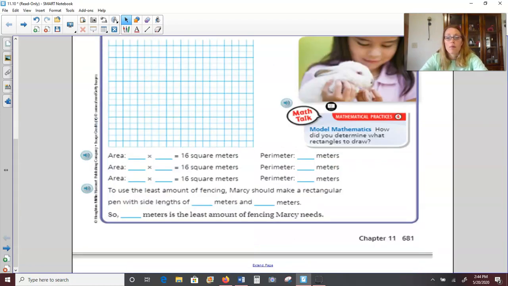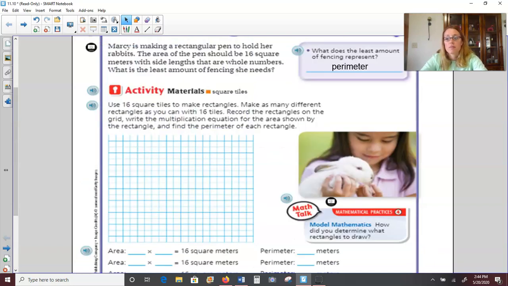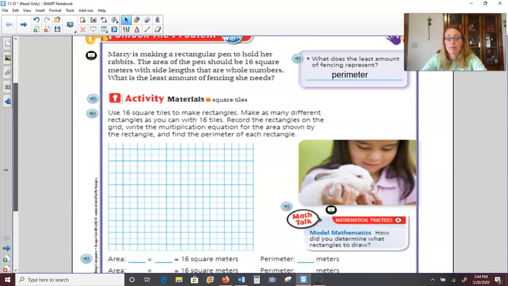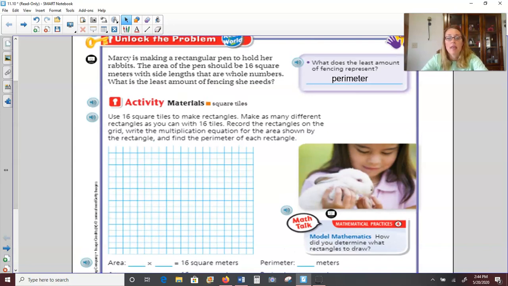Marcy wants to make a rectangular pen to hold her rabbits. The area of the pen should be 16 square meters. So it should cover 16 squares. The side lengths need to be whole numbers. That just means we can't use fractions and say, okay, one side is going to be 1.5 meters. We're not getting into that. So whole numbers only. What is the least amount of fencing she needs?